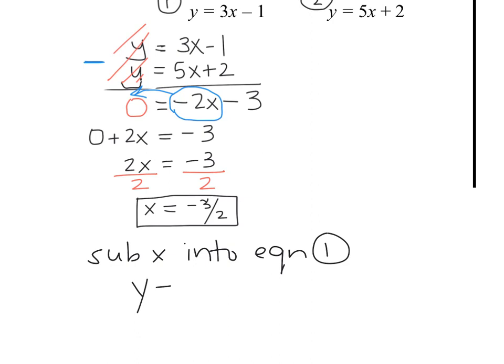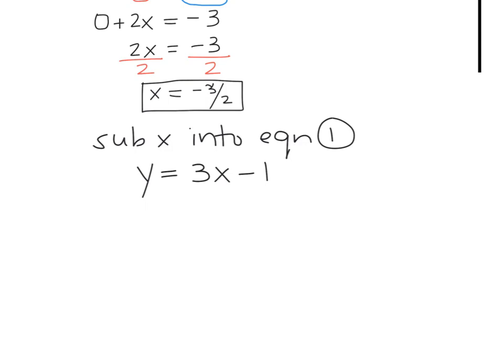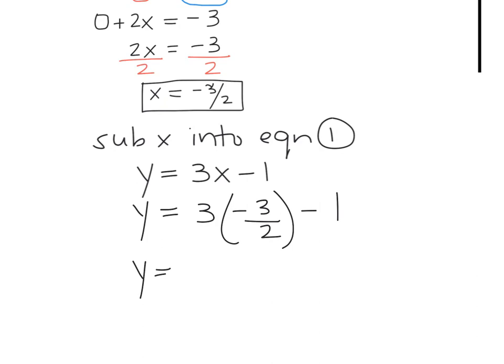So equation number 1 was y equals 3x minus 1. And in the place of x, I'm going to put in my number, which is negative 3 over 2. All right, so we're going to now do the multiplication. We've got 3 multiplied by negative 3 over 2. And again, use your calculator if you are not comfortable with using fractions. And remember, your fractions should always be kept as improper fractions. So 3 times negative 3 over 2 is negative 9 over 2.